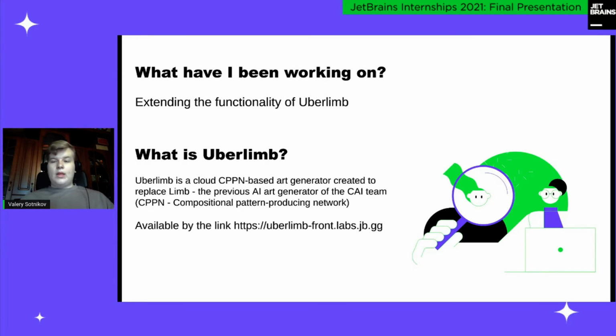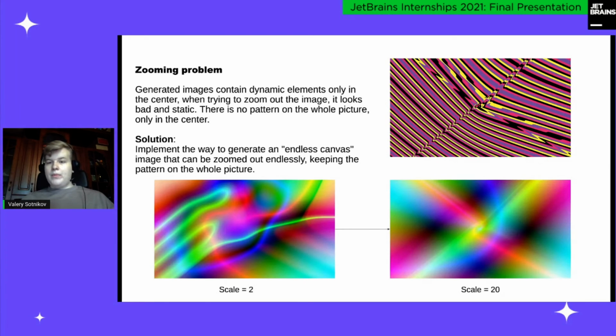The first problem I was working on is the zoom-in problem. Often the generated images looked pretty ugly, and to get a good result it was necessary to select the optimal parameters for each image manually. As you can see at the bottom of the slide, there are two identical pictures with different scales. The first one looks quite interesting. Specific elements are visible on it, while the second picture looks uninteresting. So the first task I worked on was the implementation of a way to generate images that could be zoomed endlessly.